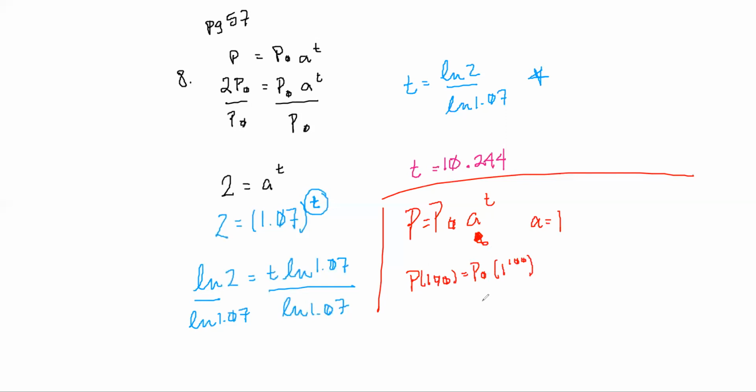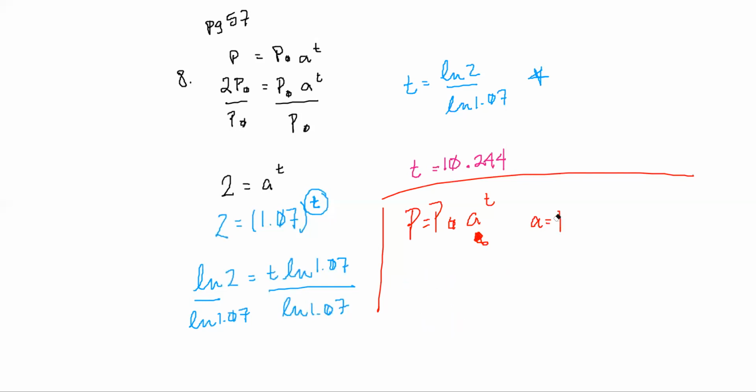So regardless of what t is, p is always going to equal p naught. So there's going to be no change. So that's the case of a is equal to 1.